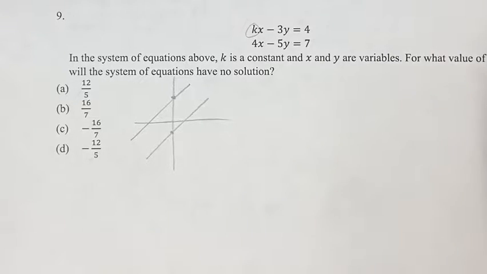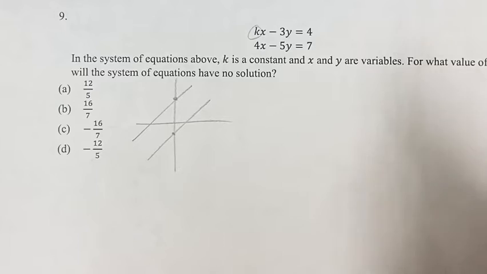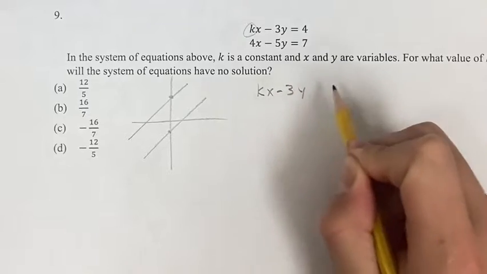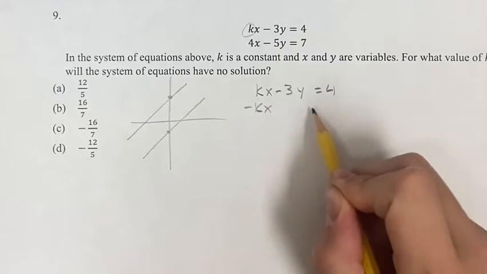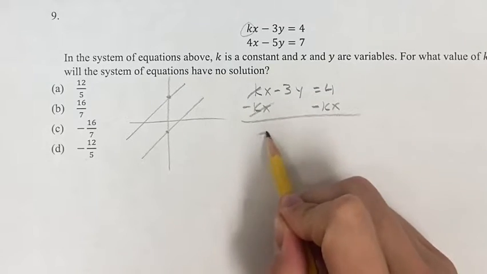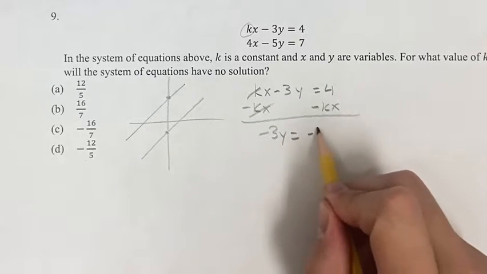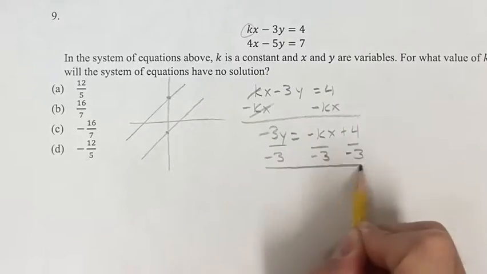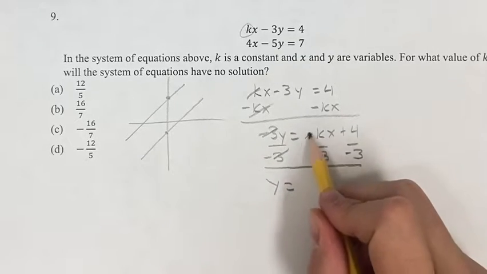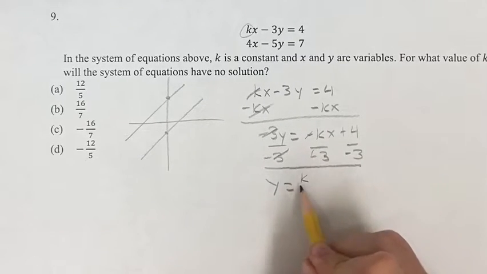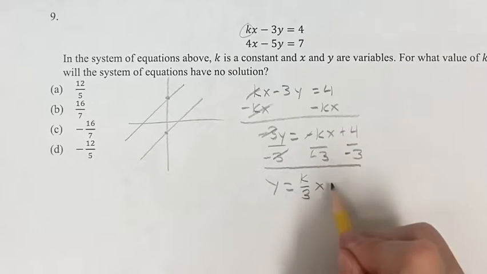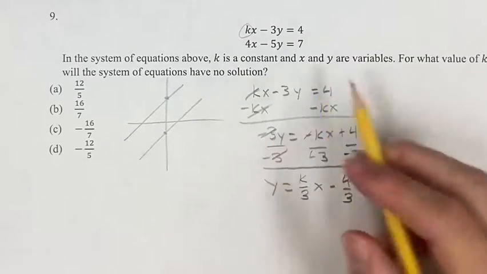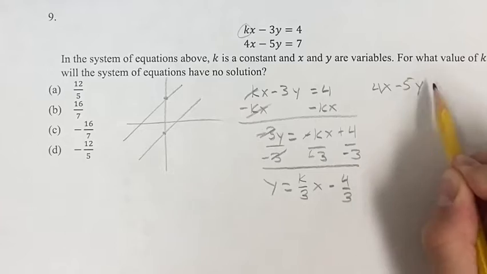So we have to get this in terms of slope-intercept form, because then we can compare the slopes. So kx minus 3y equals 4. If we subtract kx from both sides, we get negative 3y is equal to negative kx plus 4, dividing everything by negative 3 to get the y alone. We get y is equal to, these negatives cancel out, k over 3 x, plus 4 over negative 3 is minus 4/3.